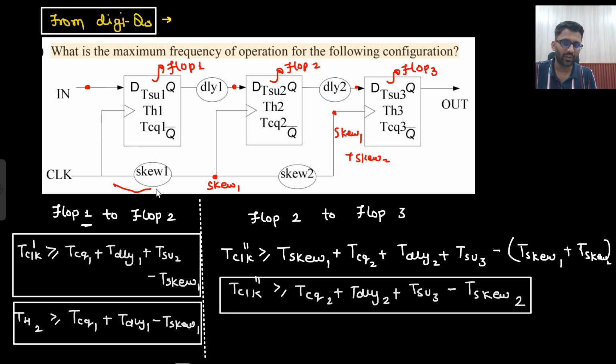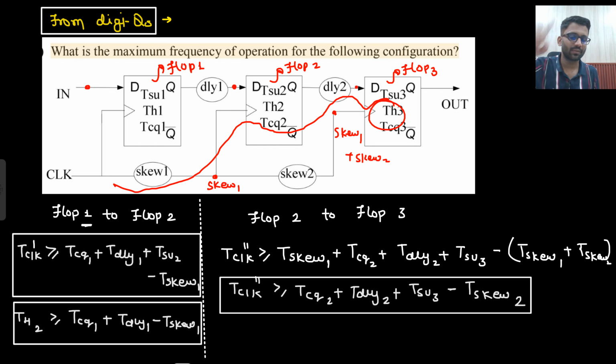I was working from here to here. So there was a skew, then clock to Q, then this delay. Then I will ask for setup, and then what I will do? I will subtract the skew of this clock. The flop where I am at flop 3 now. So I will subtract the skew of the clock of this flop. And what is the clock of this flop? That is this clock. And this clock is having total skew of skew 1 plus skew 2.